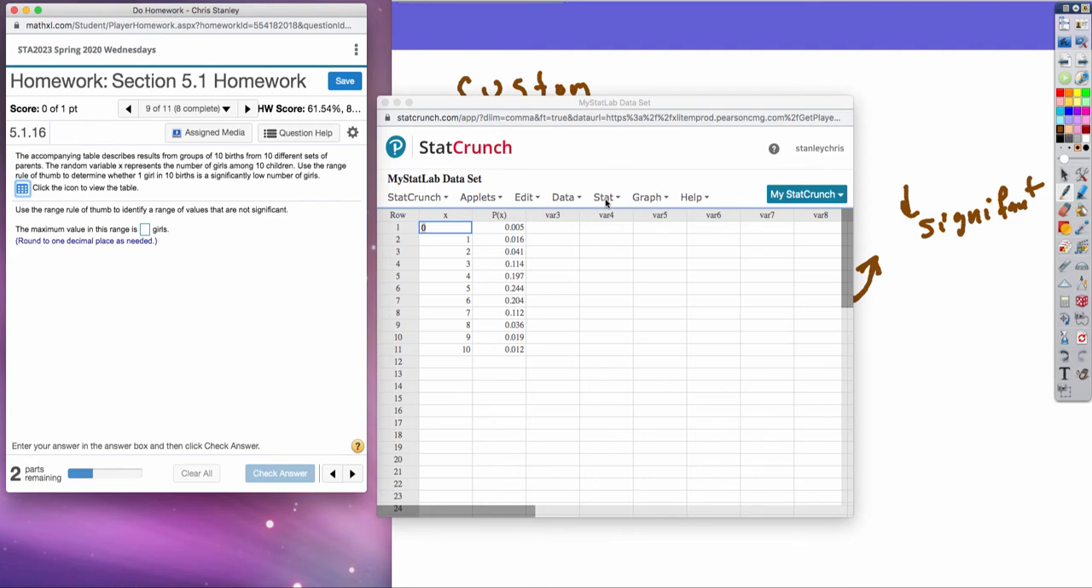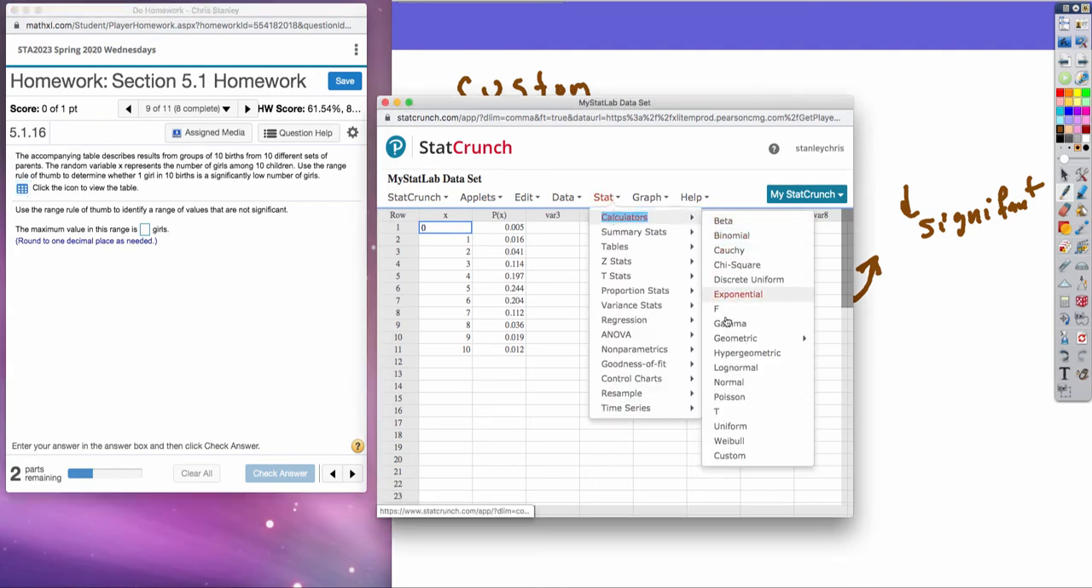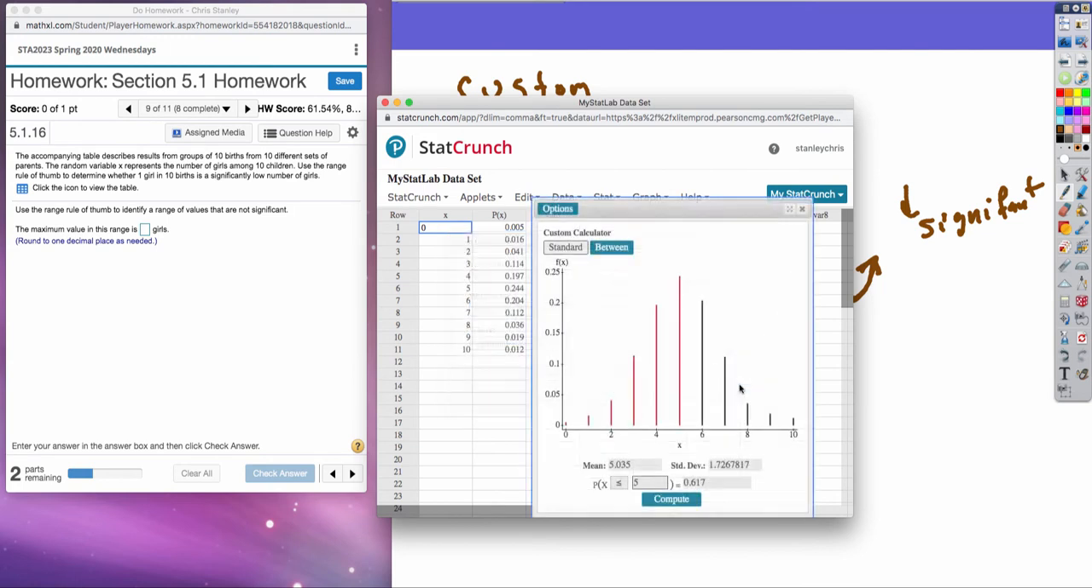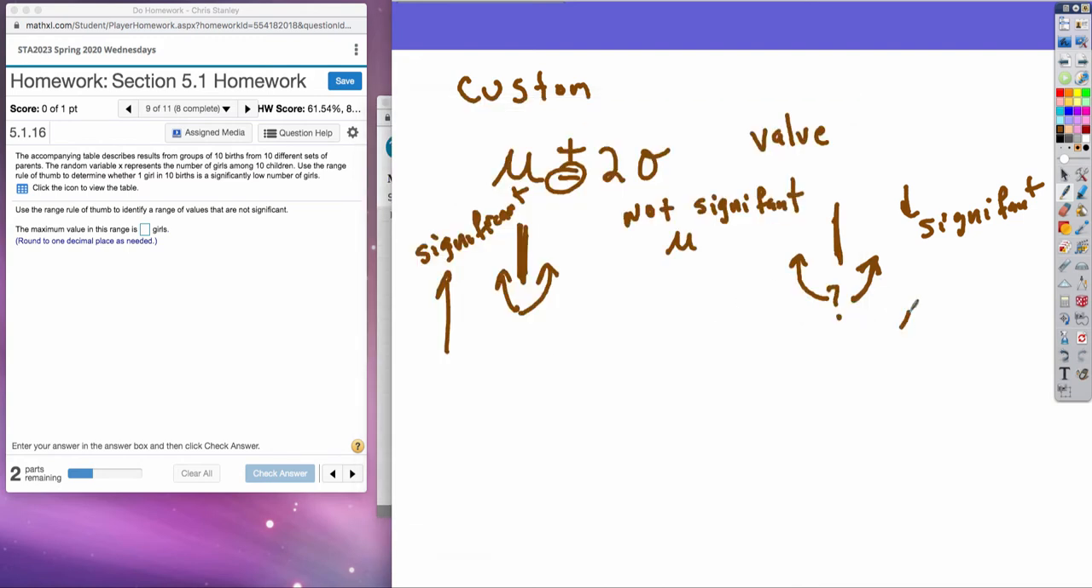So what I'm going to do, stat, I need to get the mean and standard deviation. I'm hitting custom down here. But the random variable would be how many girls they had. So on average, it would be a little over 5. So I'm going to put this for the mu. Oh, it disappeared. I think that's what it was.